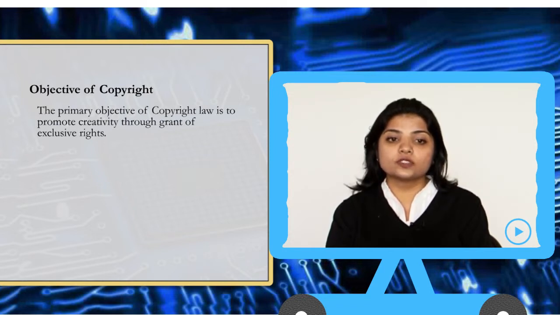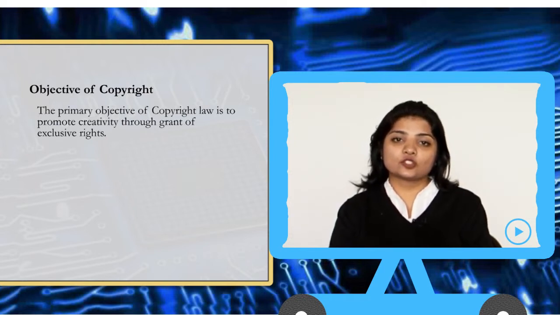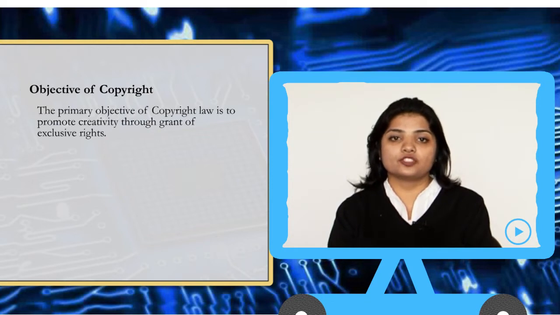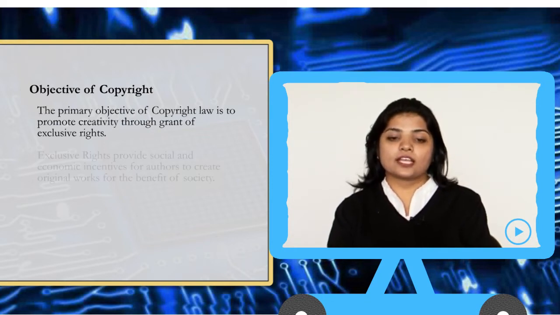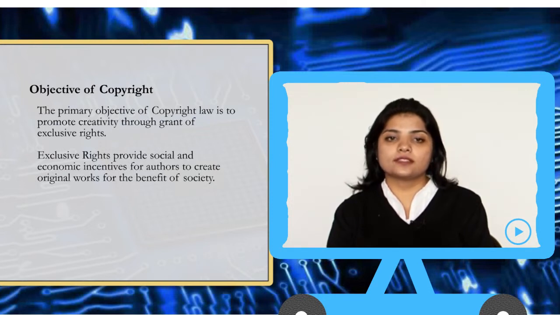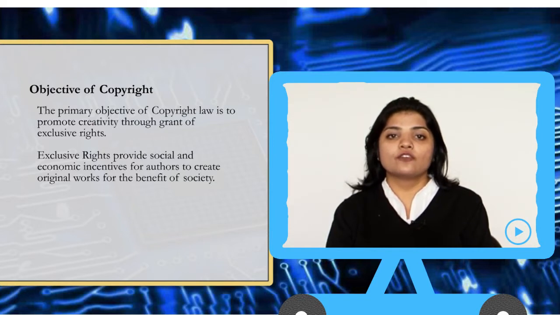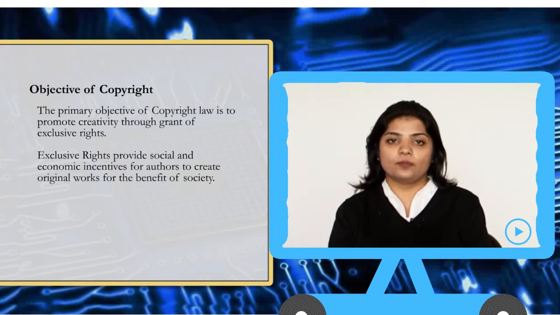Here the word exclusive right means the right that he alone holds. The person has exclusive right, that means nobody else can exploit it or copy it without the permission of the owner of the copyright. Exclusive rights provide social and economic incentive for authors to create original works for the benefit of society. On the other hand, it is also important that the society as such has to strive towards bringing in more and more creativity from an individual for the entire progress of the society. So, this is one of the major objectives of copyright.